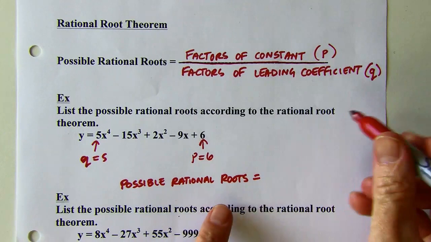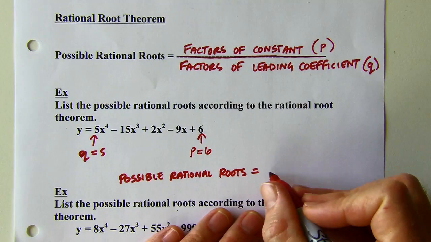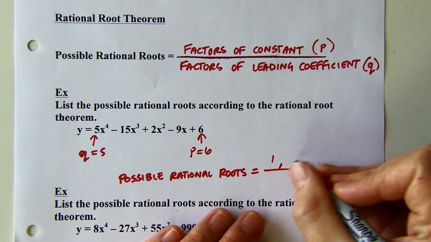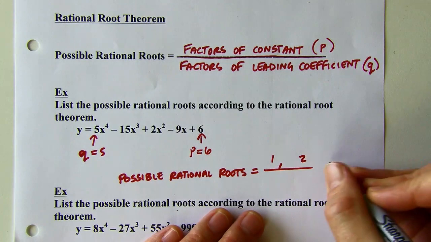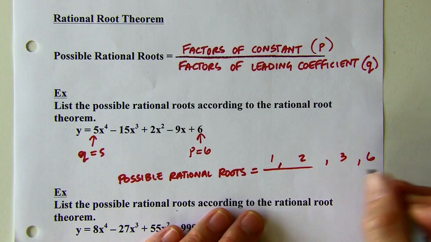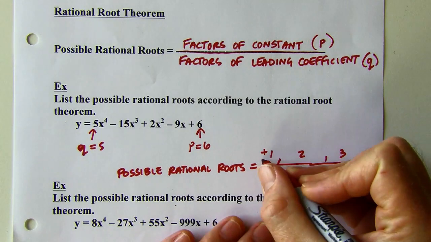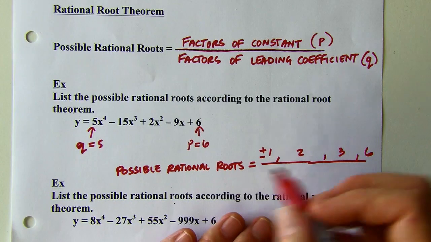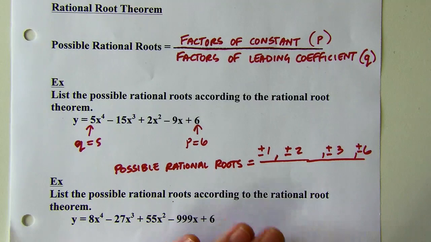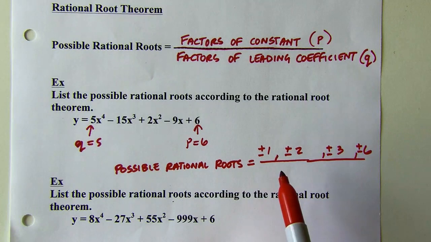Okay? So when I'm thinking about the possible rational roots here, I'm going to take the factors of p, well, the factors of 6 then. So I'm thinking, what goes into 6 evenly? What integers? So I know 1 goes into 6. So does 2, so does 3, so does 6. All of those things go into 6, but actually the negative versions of those go in as well. That's why I left a little space, because negative 1 goes into 6, so does negative 2, negative 3, and so forth. So the positive and negative integers that go into 6, okay?